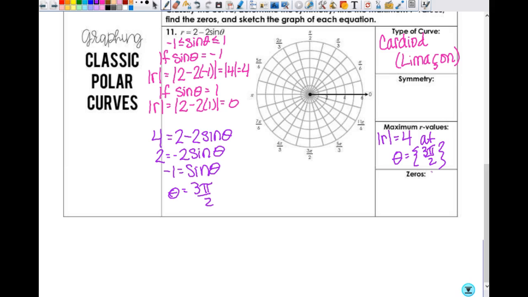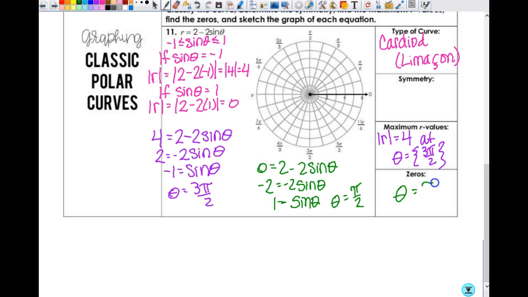Okay, so now we're going to find our zeros. So I say 0 is equal to 2 minus 2 sine theta. And that's negative 2 equals negative 2 sine theta. So 1 equals sine theta. What's theta equal? Pi halves. My zeros, theta equals pi halves.